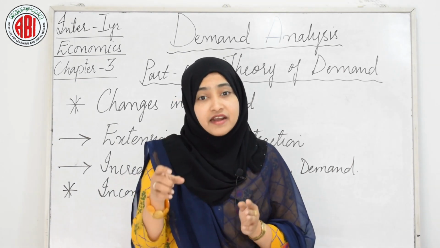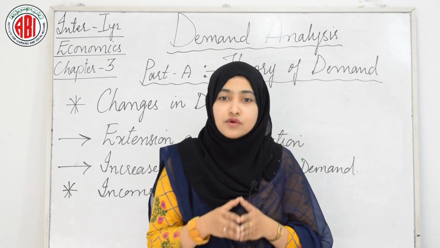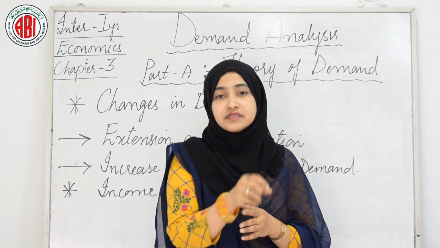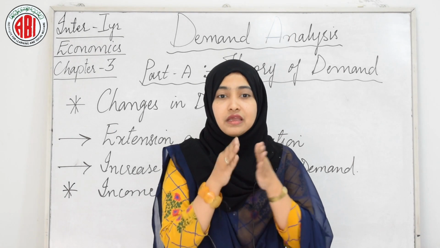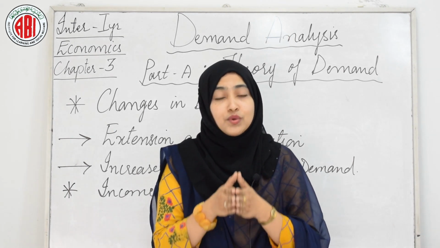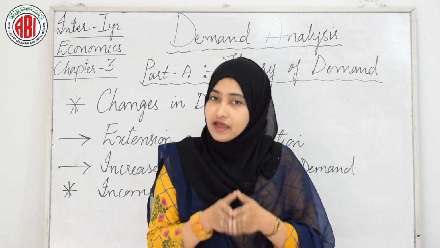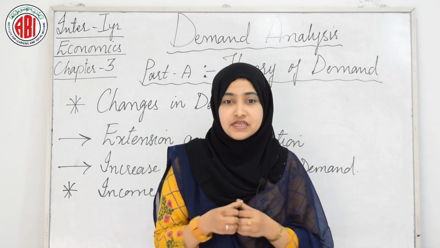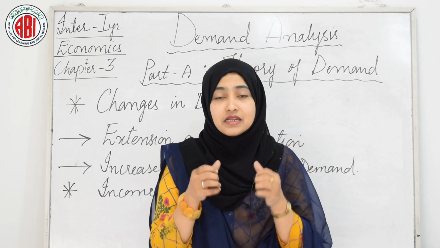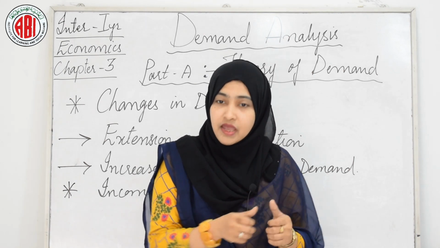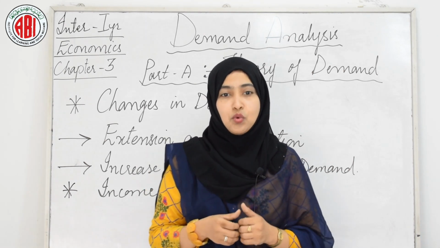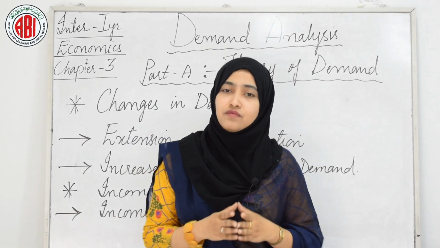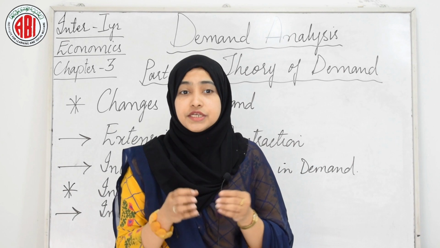The other factors include the price of the good, the price of related goods, taste and preferences, etc. So there is a functional relationship between the changes in income and the changes in the quantity demanded. Get it? Obviously. The functional relationship between income and demand is shown in this formula. See this. After income demand, now we will see the income demand schedule.